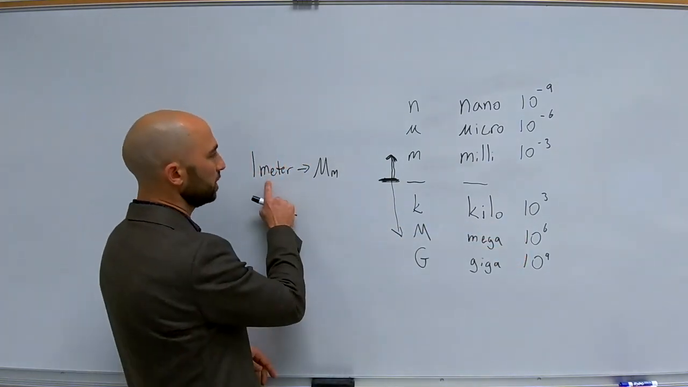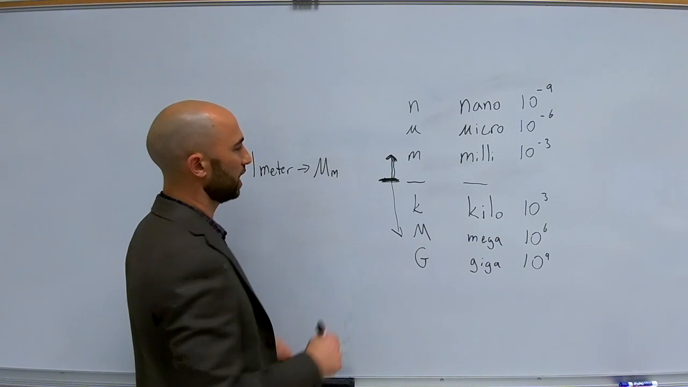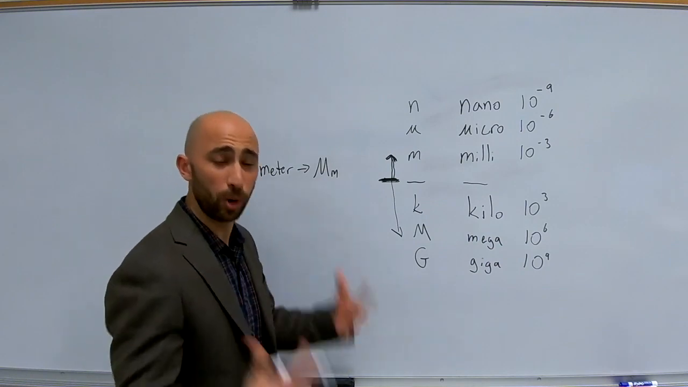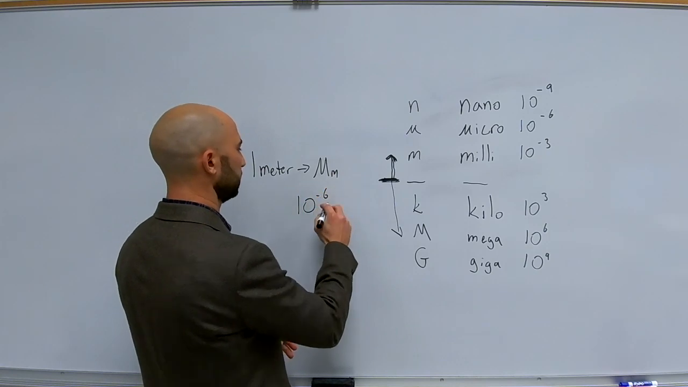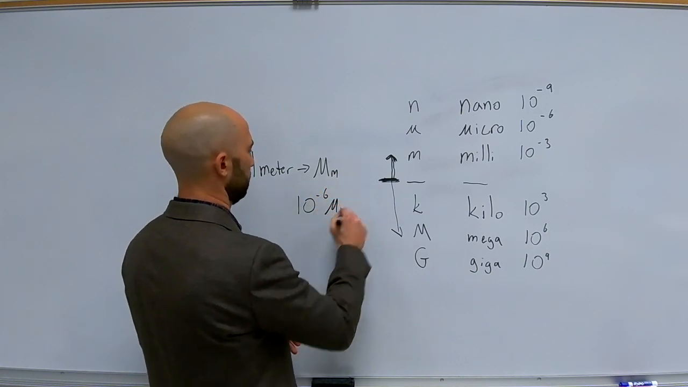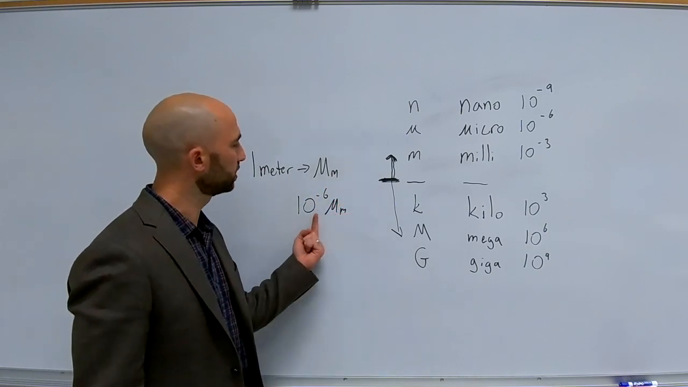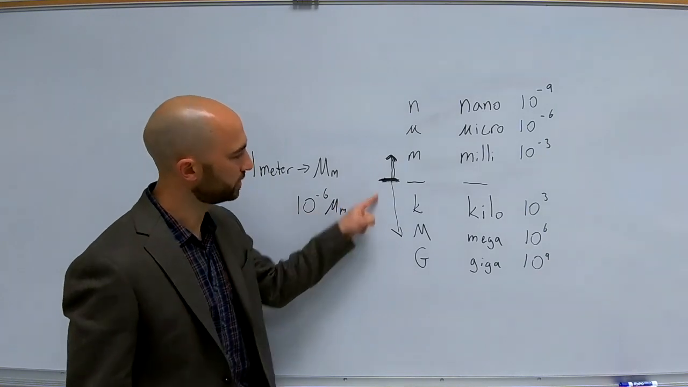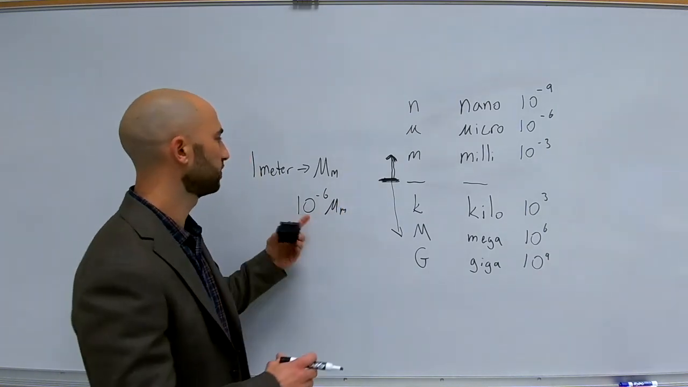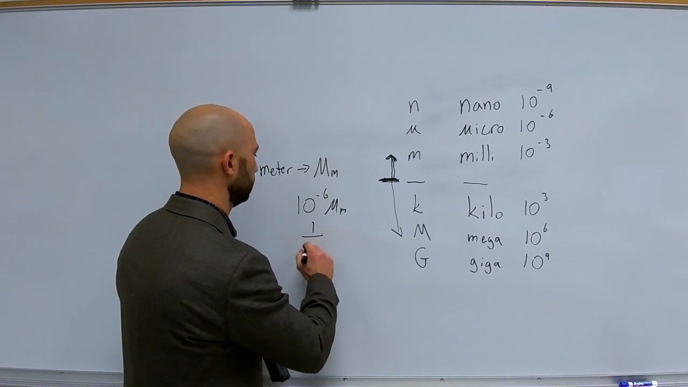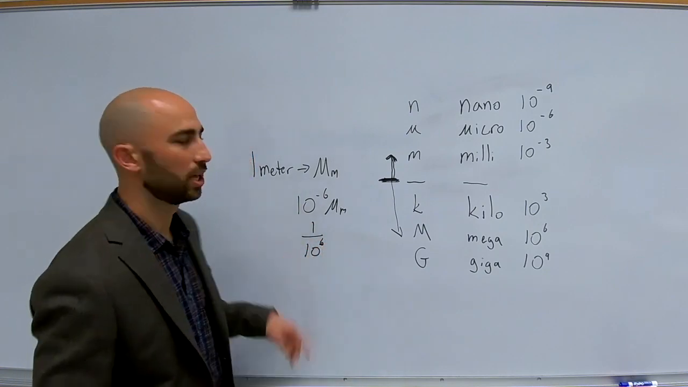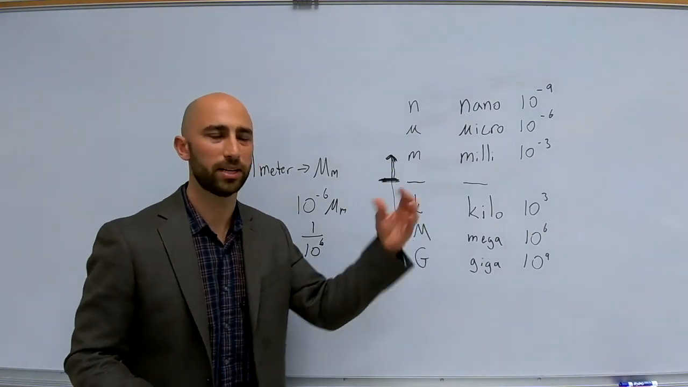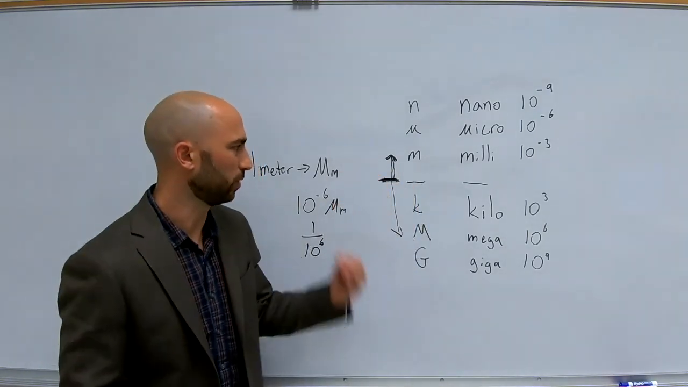So if you go from a meter to a megameter, you're actually going to have a very, very small amount of megameters, which would be 10 to the negative 6 megameters. The key here is, remember, this is 6 orders of magnitude down. That's how you want to think about it. You could think of 10 to the negative 6 as 1 divided by 10 to the 6, okay? So it's 6 orders of magnitude smaller than it was.